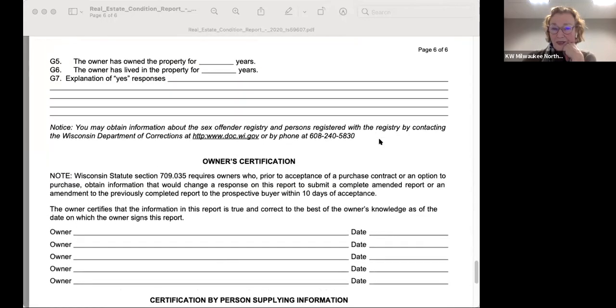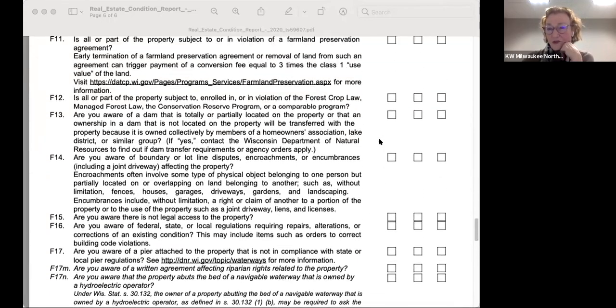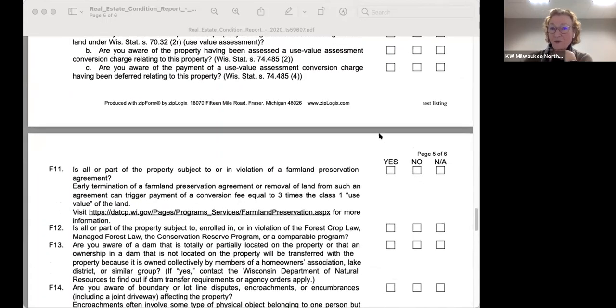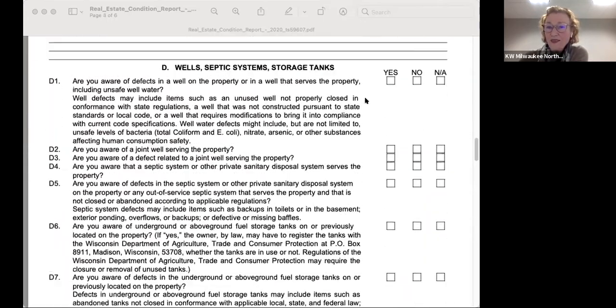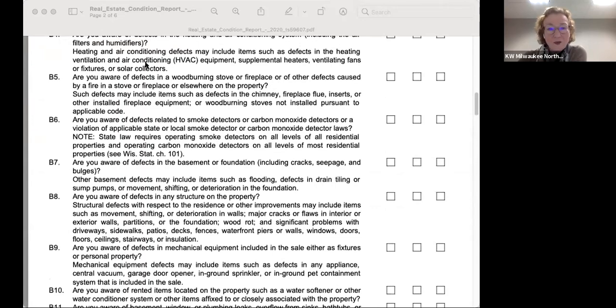So again, it is something that we really want to stress the importance of. Also, because we've seen some real life consequences regarding the real estate condition report, we want to be really careful that all of the agents understand its importance. Any questions on this?